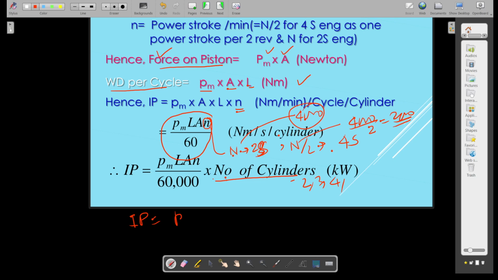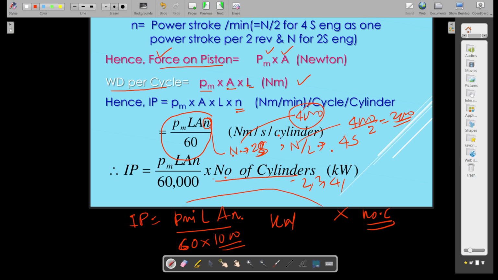IP, that is PMI L A N divided by 60 into 1000. Divided by 60 means, since we have got this N in RPM, to get in seconds it has to be divided by 60, and for the watt we want in kilowatt, and this should be multiplied by number of cylinders. So this is for a single cylinder, ये सिंगल सिलेंडर के लिए. और नंबर ऑफ सिलेंडर्स मुझे ऐड करने का है तो इनटू, एक है, दो है, तीन है, चार है, so that is to be NOC.